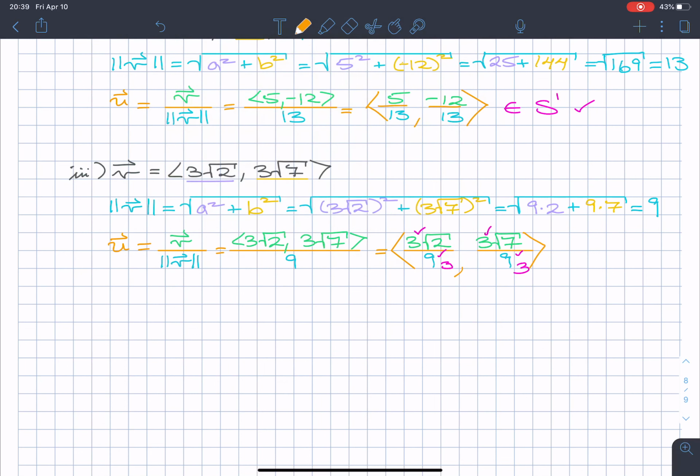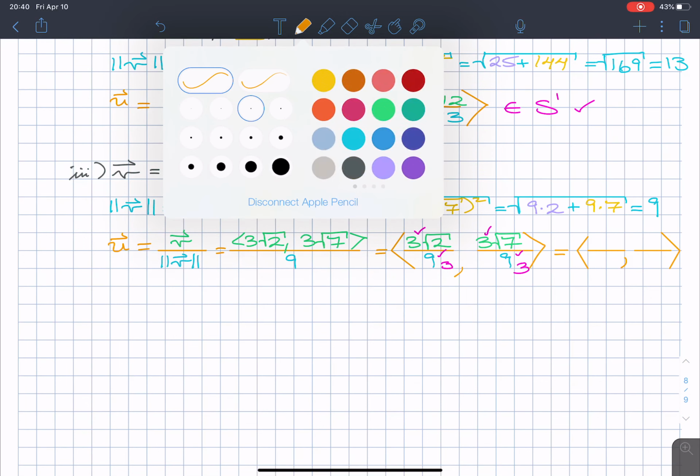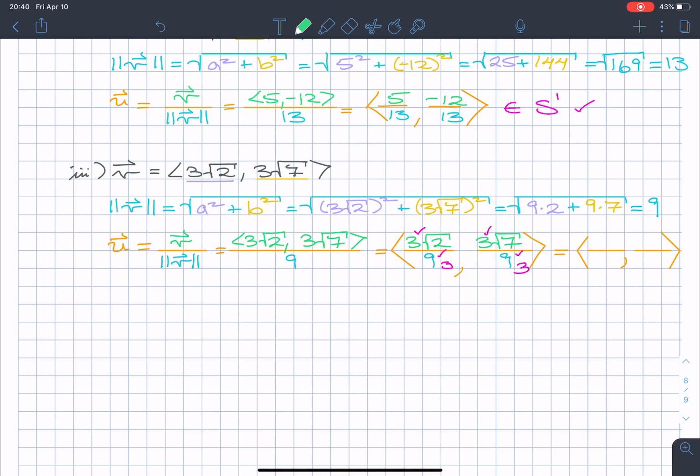So when all is said and done, we get root 2 over 3, comma, root 7 over 3. And we just have to trust that it's on the unit circle. And we could test that by using the Pythagorean theorem. Okay, so there we are. That's how we find the unit vector in the same direction as vector v.